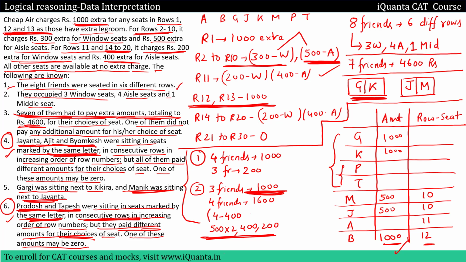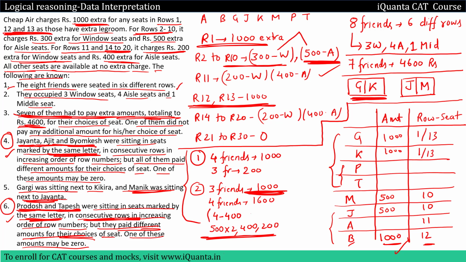And in that case, where will they sit? They will sit in row 1 or row 13. Why in row 1 and 13? Because only J, A, B were sitting in consecutive rows. There was nobody sitting with B. So they'll sit in row 1 or 13, row 1 or 13.